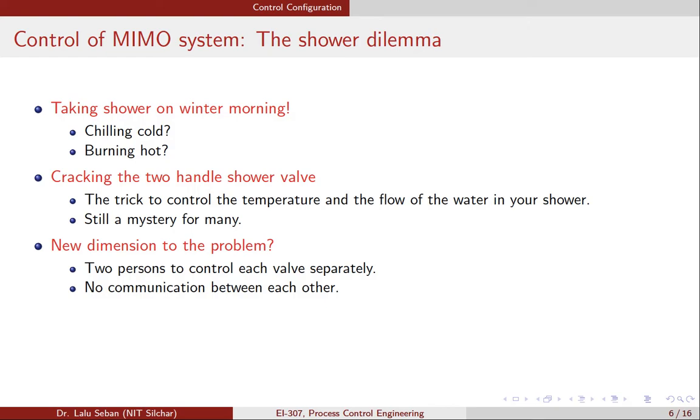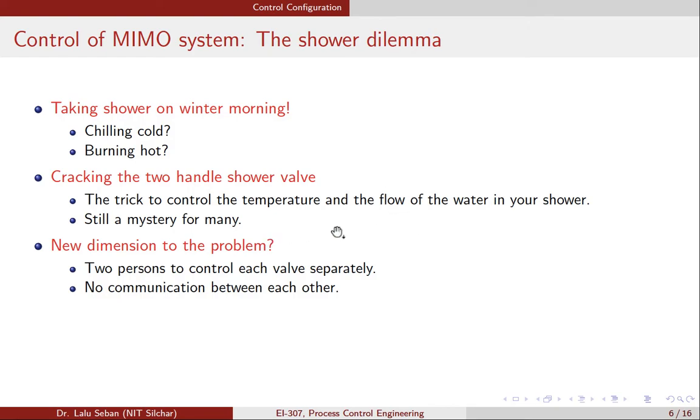Now, what is actually happening? If you feel that the water is very hot, what will we do? We will reduce the hot water flow rate. In that case, the total flow rate of the output will be reduced. So what we may do instead is increase the cold water valve. Then the flow rate will increase, but along with that, the temperature of the output water will come down. So it's really interacting. It's a really complex problem.